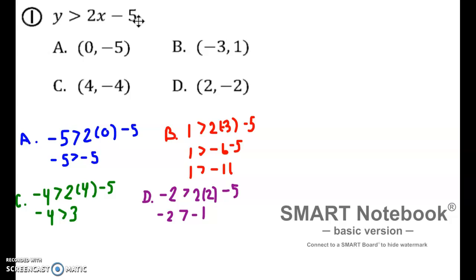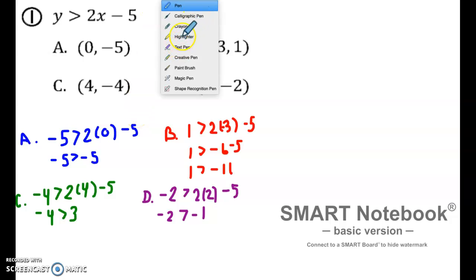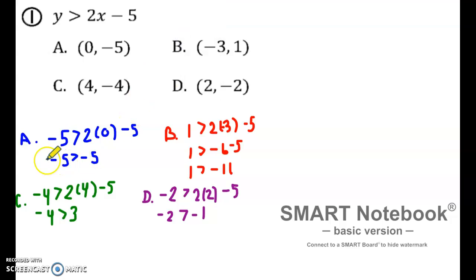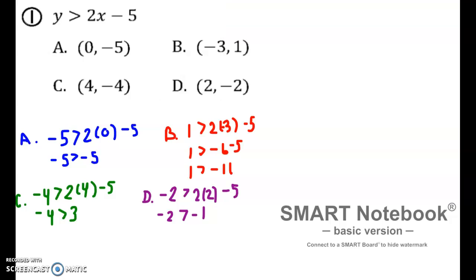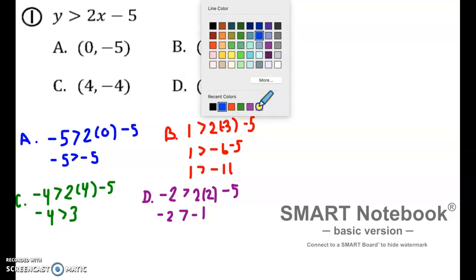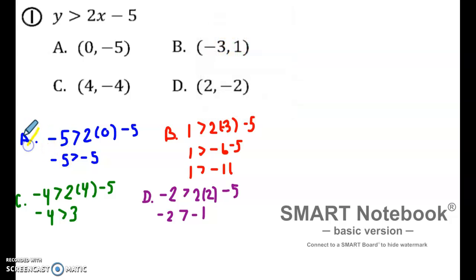Now what we need to do is figure out which one of these ordered pairs makes the inequality true. So which one results in a true statement? So let's look at it. When we substitute 0, negative 5 into the inequality for letter A, we end up getting negative 5 is greater than negative 5. And you have to ask yourself, is that true? And the answer there is no, that is not true. So it is not letter A. Negative 5 is not greater than negative 5.